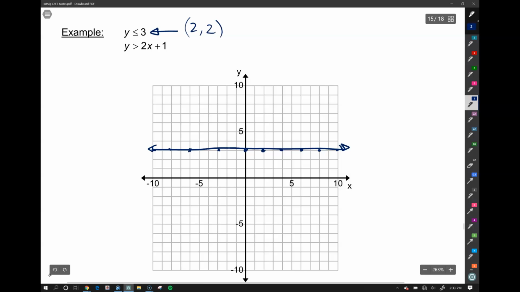2 comma 2. All right, so 2 comma 2 is right. Let's see, 2 comma 2 is about right here. So you see the point I chose? If I plug it in and it's true, I know I'm going to shade the bottom, below. If it's not true, I know I'll shade above.